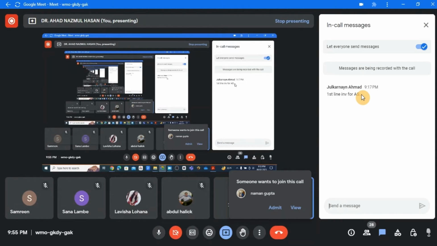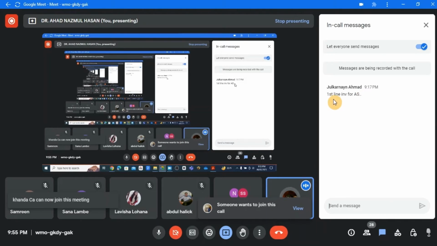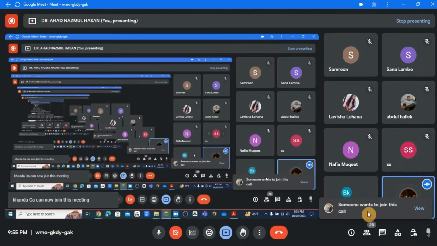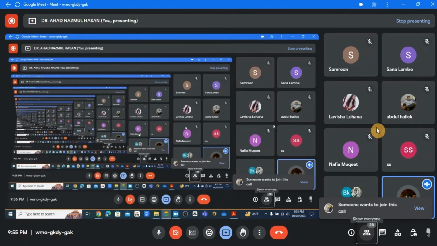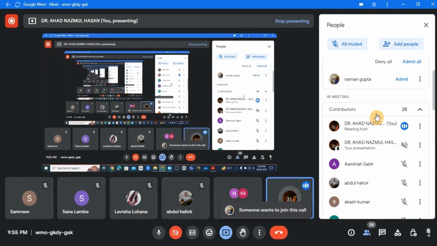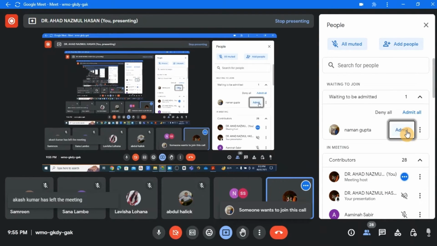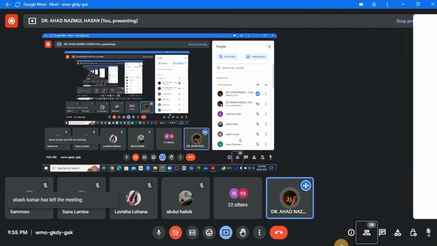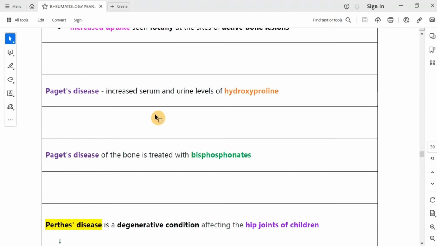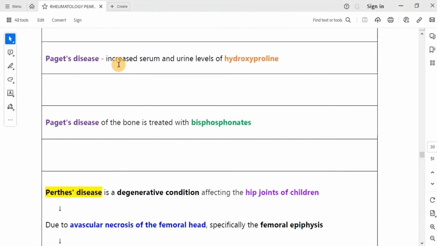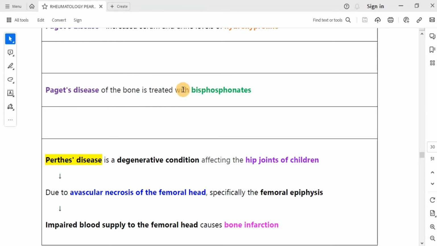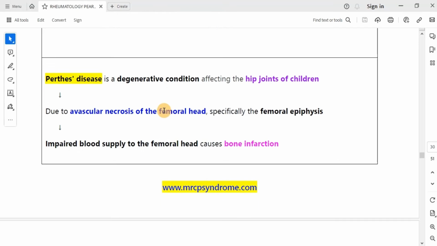So first line investigation in case of ankylosing spondylitis, if this is early ankylosing spondylitis, then go for the MRI. But if this is an advanced case, the duration is longer, then we can go for the X-ray. This is actually based on the duration. Paget disease: increased serum and urine level of hydroxyproline, and choice of treatment should be bisphosphonate.